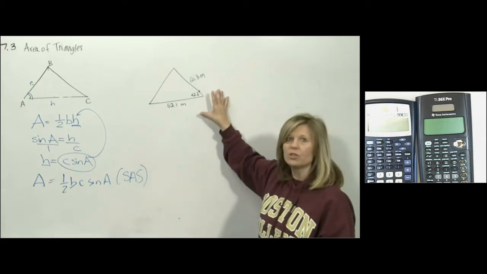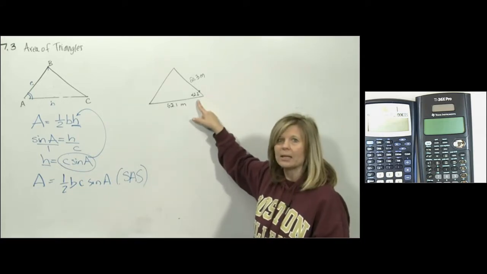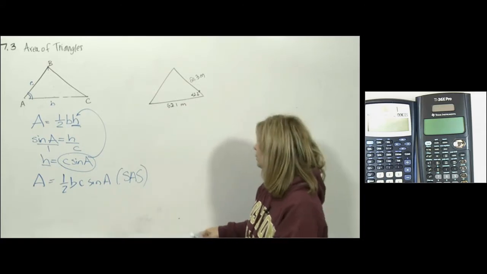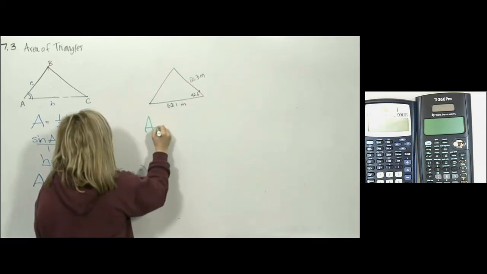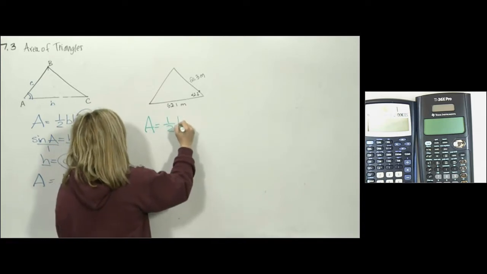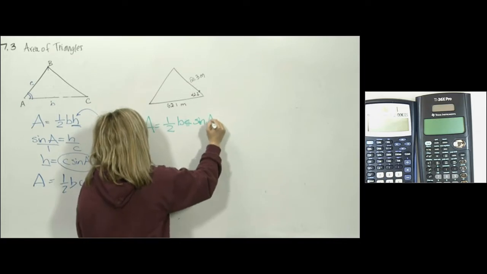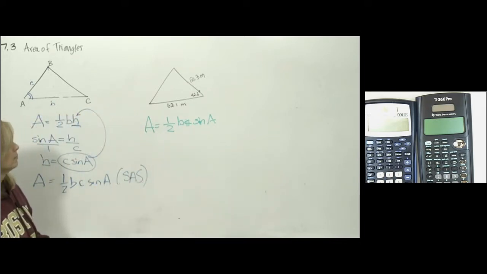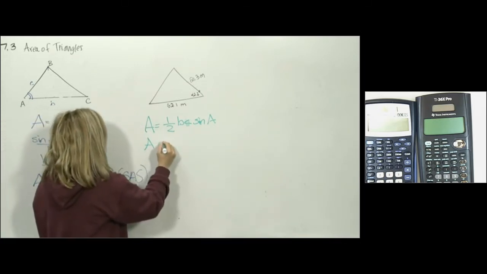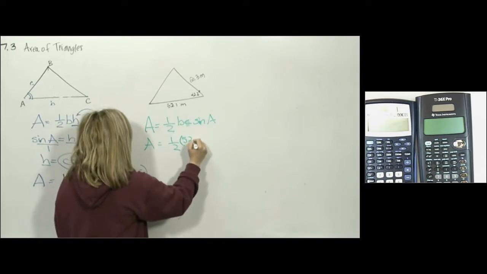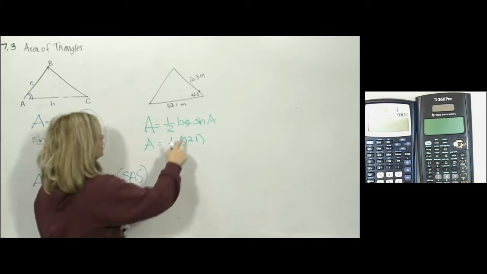Do we have two sides and the angle in between? Yes, we do. So all we'll do is now substitute. So our formula is area equals 1/2 BC sine A. Area equals 1/2, one side, doesn't matter which one you put first, the other side.